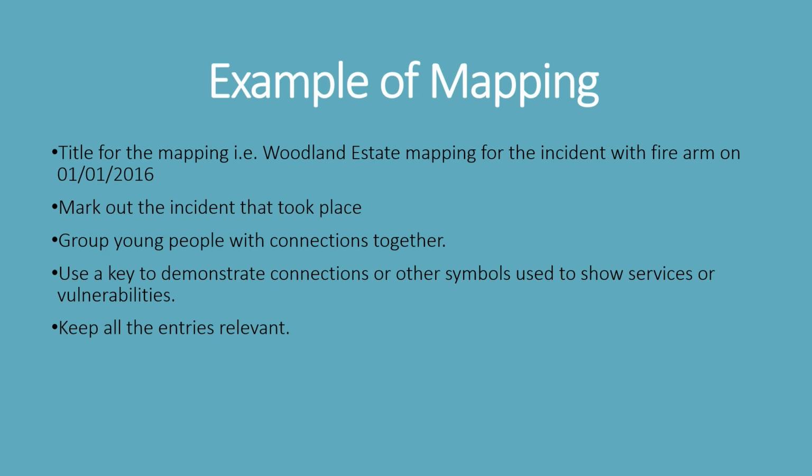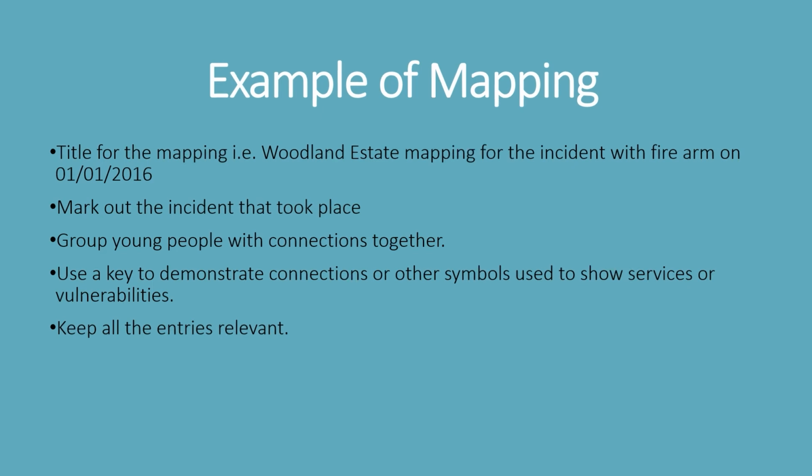Example of the mapping. This is a mapping that was completed for a peer group of concern. It has been anonymized. The title for the mapping is the Woodland Estate Mapping for the incident with a firearm on the 1st of January 2016. Mark out the incident that took place. Group young people with connections together. Use a key to demonstrate connections or other symbols used to show services or vulnerabilities. Keep all entries relevant. By this we mean make sure they relate to the incident or the young people involved.